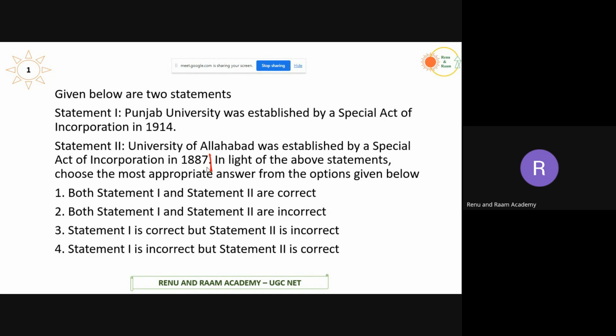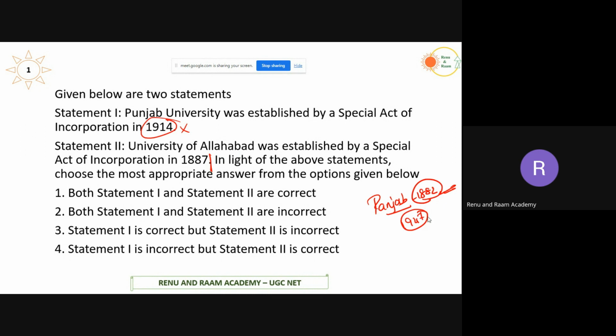So, let's see these two statements here. One of the oldest universities of India is the Punjab University, which was started in Lahore in 1882. After independence in 1947, we have a Punjab University Act, which created the East Punjab University in Simla. So the first statement here is wrong. It is not 1914, it is actually 1882. If you are taking the pre-independent era, or the post-independent era, it would be 1947.